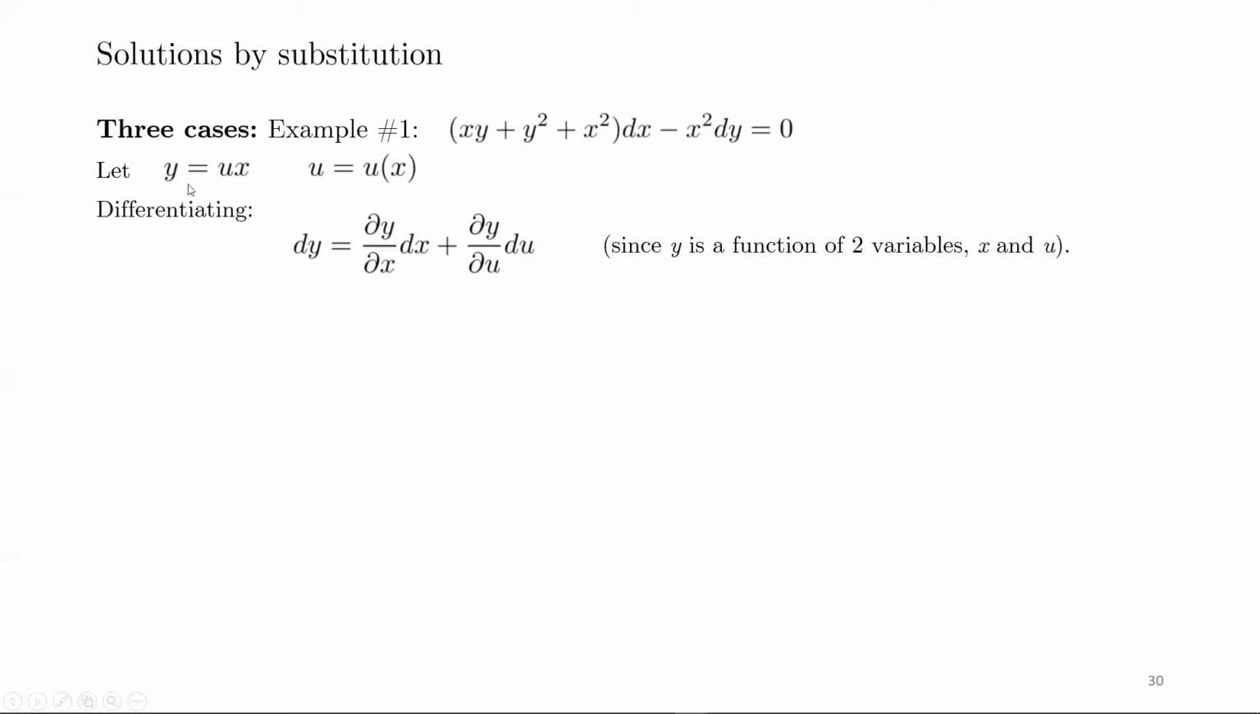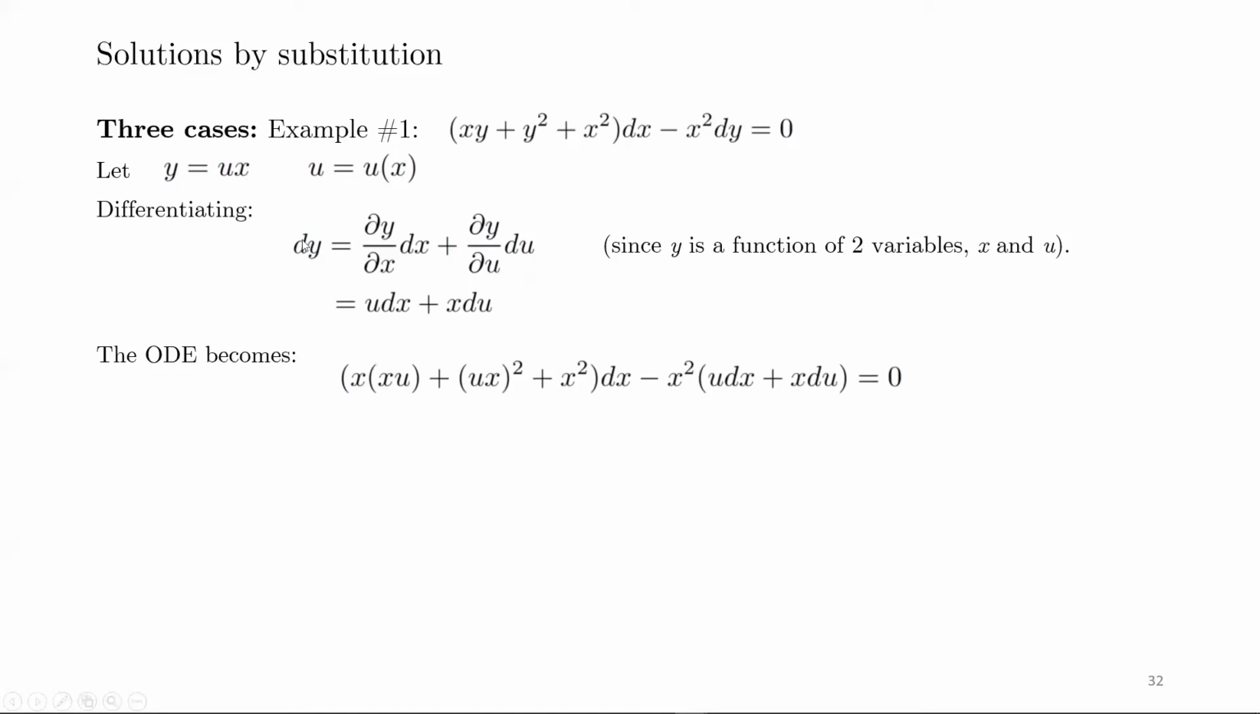Okay, well, the partial derivative of y with respect to x here, if I differentiate y equals ux with respect to x, then I'm just going to get u. So this is going to be dy equals u times dx, plus the partial derivative of y with respect to u is just going to be x. So we're going to get plus x times du. So dy equals u times dx plus x times du.